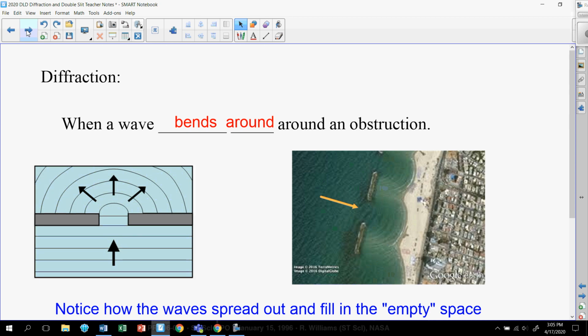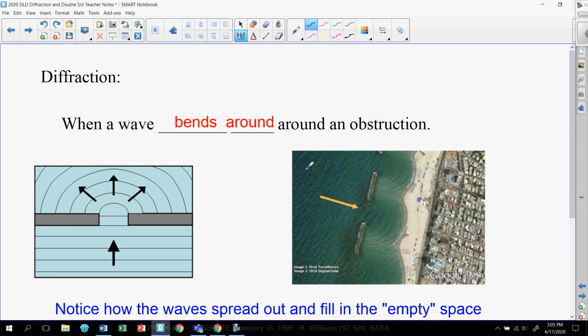Diffraction is a wave phenomenon like refraction, reflection, interference, any of those things. But it occurs when a wave bends around an obstruction. Something's in the way of a wave. If part of it can get through, then it spreads out and bends around an obstruction. So if you look at the picture here, the waves are coming in straight here, and then they reach these little walls, but there's a hole in the wall. And if you notice, the waves kind of spread out in all directions to fill in that empty space.